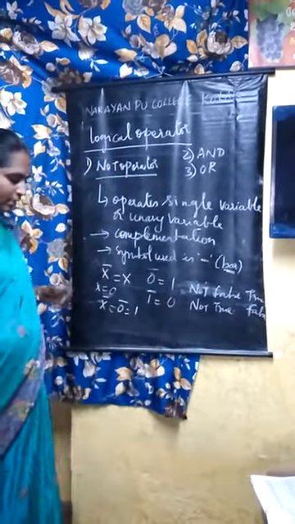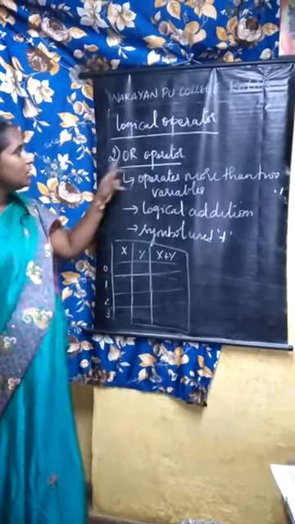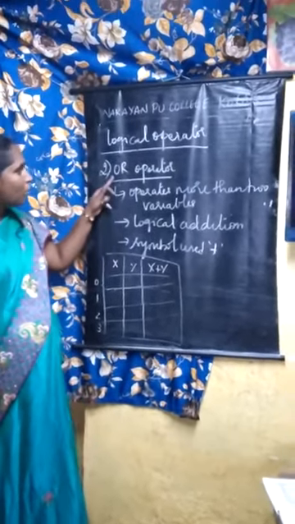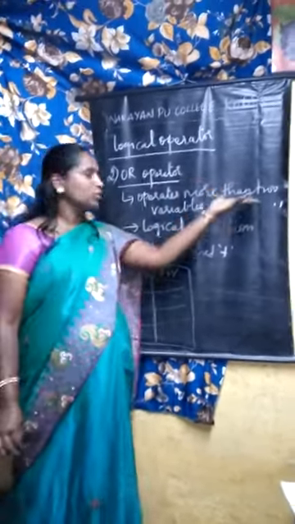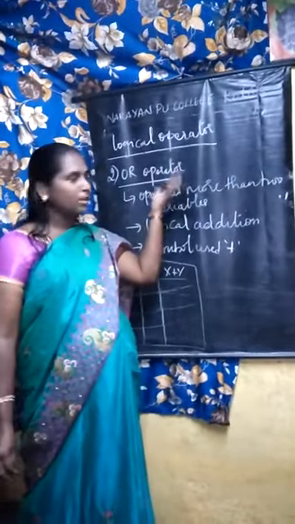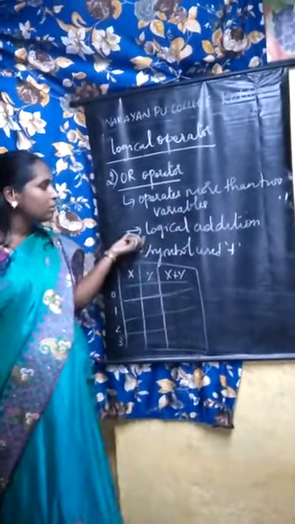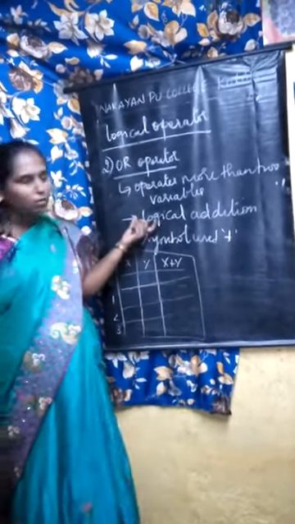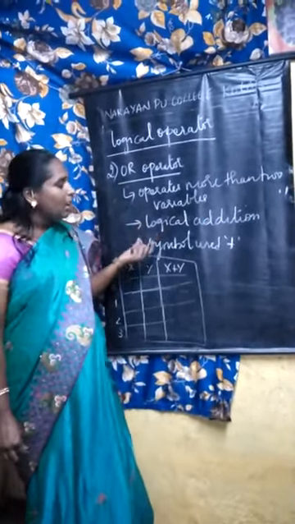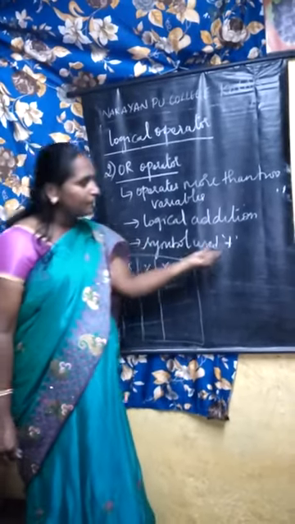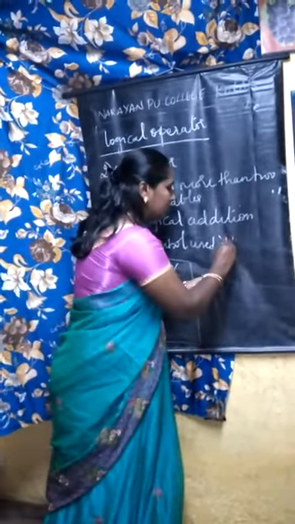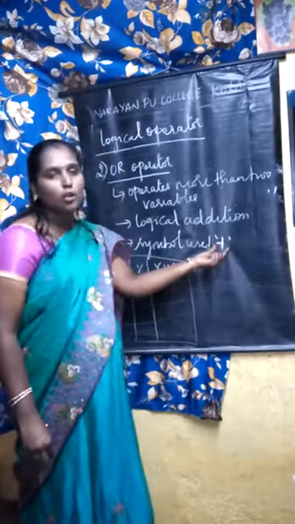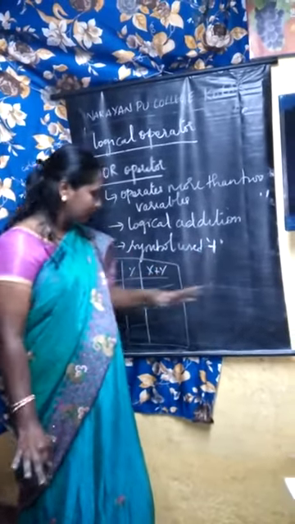The second operator is the OR operator. This OR operator can operate on more than one variable. It is also called logical addition or the logical OR operation. It is not the same as arithmetic addition. The symbol used here is plus. You are going to perform a logical addition, a logical OR addition.